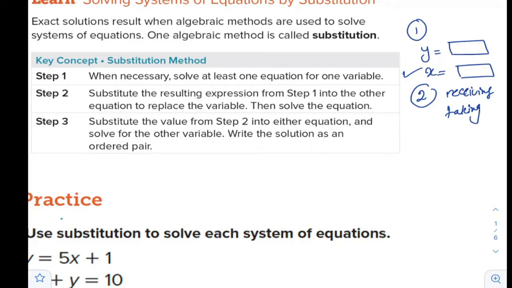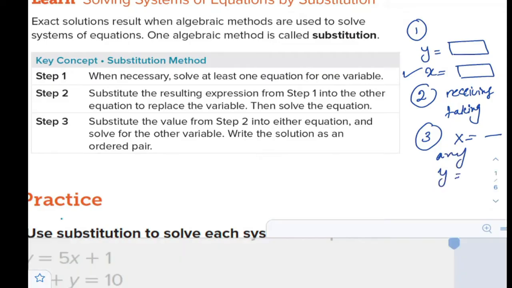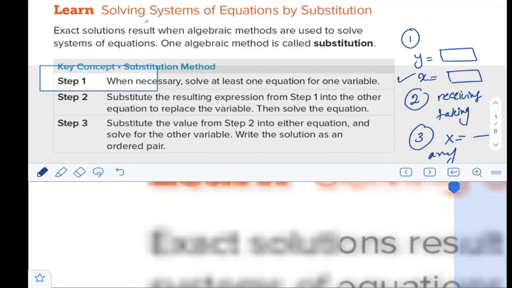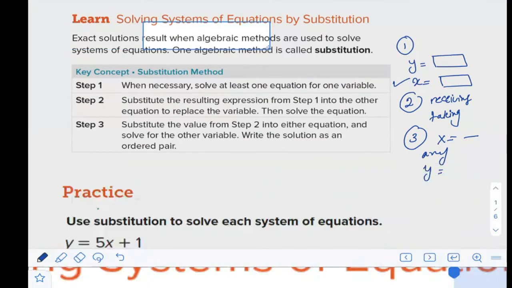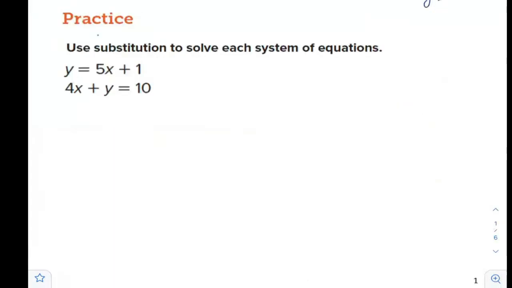The last step: substitute the value and then solve. After you find one of the variables, you will use any of the equations to find the second variable. So if you have solved for x, then use any equation to solve for y, or vice versa, depending on which one you are starting with. This is the summary of the steps.